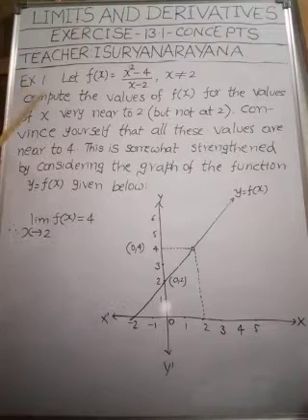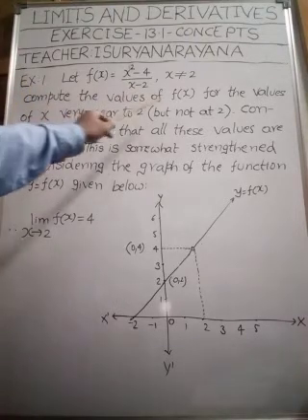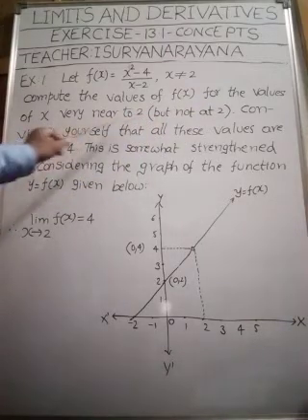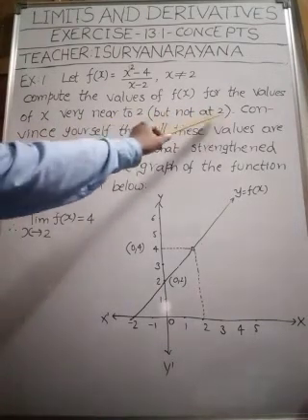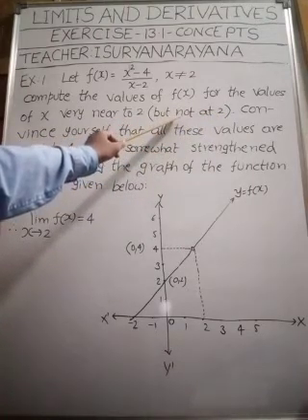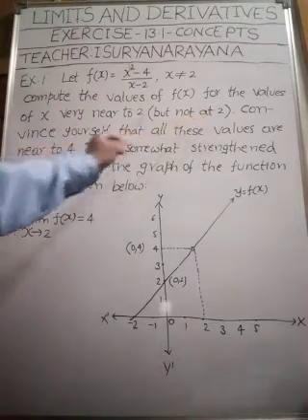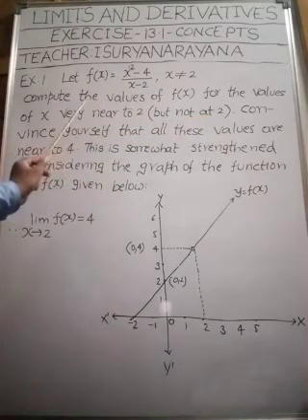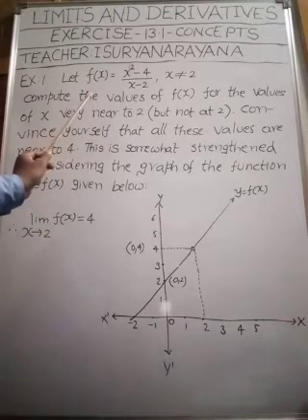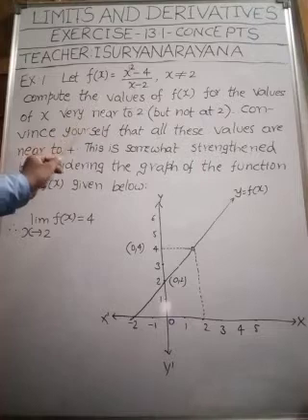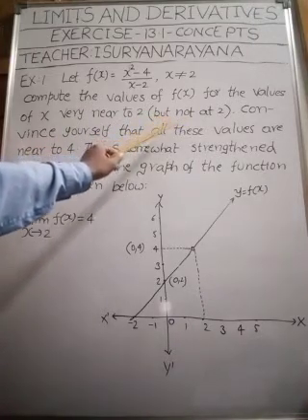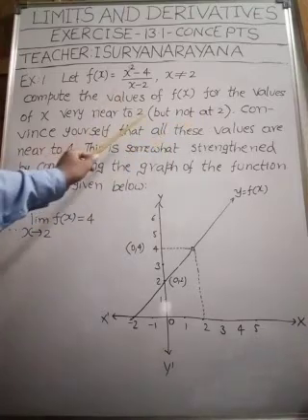We discuss it later. So compute the values of f of x for the values of x very near to 2 but not yet 2. Understood? At this point, my children, we should not compute the value at x is equal to 2, but very near to it, like 1.99999. In the previous example I have taken values very near to 1. Here also we have to take the values of x very near to 2 from left and from right.